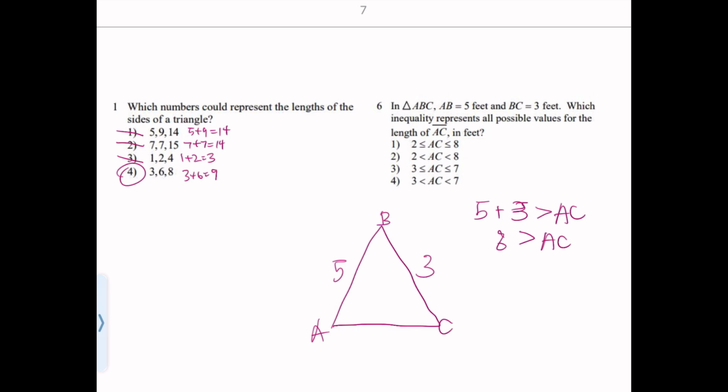So we know that AC has to be less than 8. So looking at the answer choices, the only one that shows that AC is less than 8 is number 2.